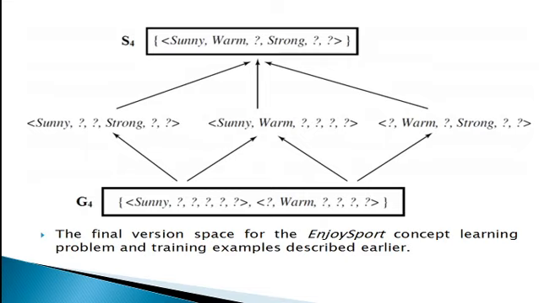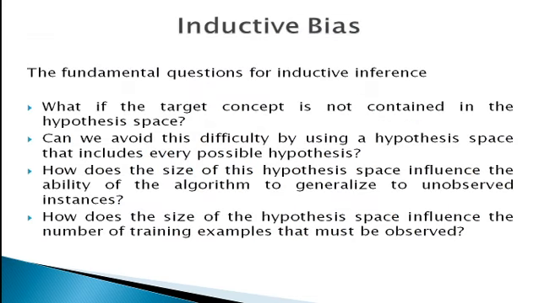So this is how the candidate elimination algorithm works. It will completely eliminate the hypotheses which are inconsistent with the positive training examples. I hope this example is clear. This is just an illustration of the candidate elimination algorithm, taking the Enjoy Sport learning problem as an example. So the next important concept is inductive bias, right?